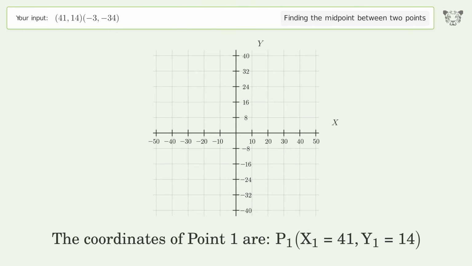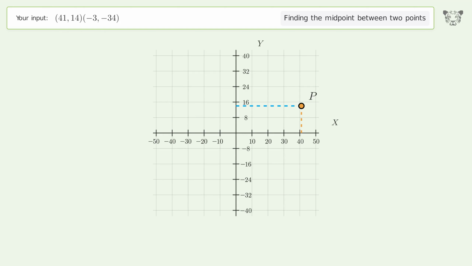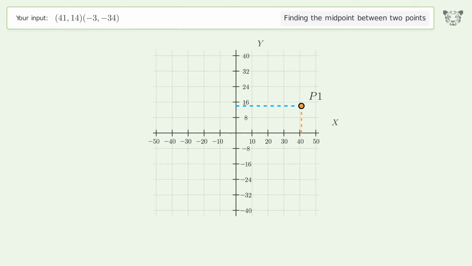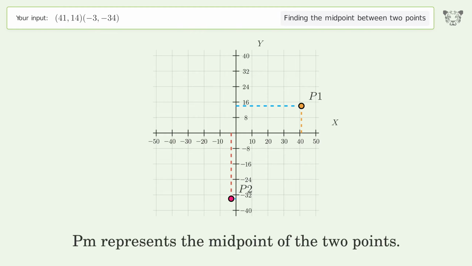The coordinates of point 1 are x1 equals 41, y1 equals 14. The coordinates of point 2 are x2 equals -3, y2 equals -34. PM represents the midpoint of the 2 points.